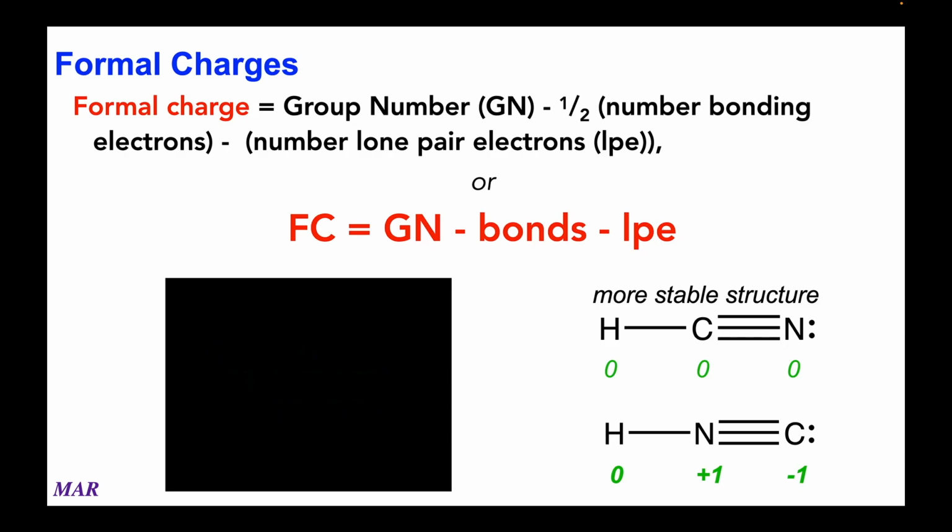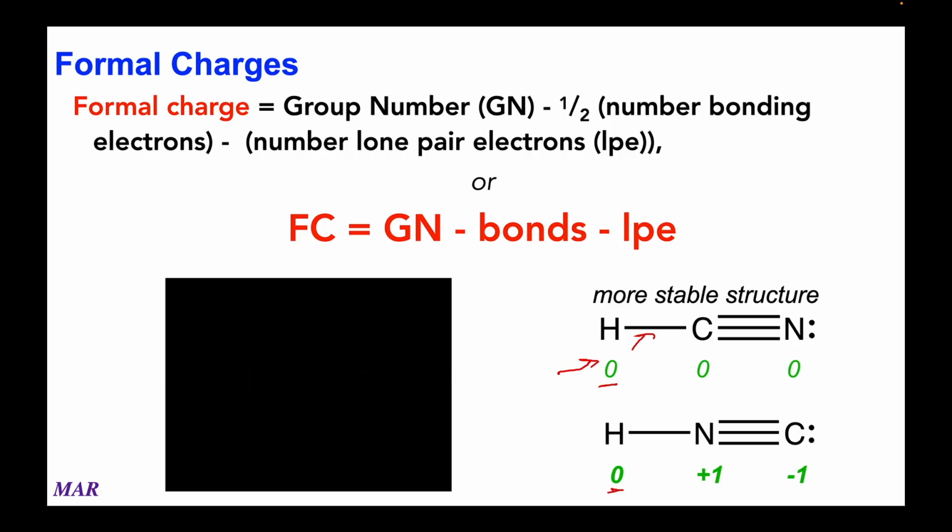So for hydrogen, which is pretty easy, hydrogen has a group number of 1. That's the 1A on the periodic table. It has one bond, the hydrogen-carbon bond. So we'd have group number 1 minus 1 bond. Hydrogen has no lone pair electrons. So 1 minus 1 minus 0, that's where the zeros come from. So both of these hydrogens have a formal charge of 0.